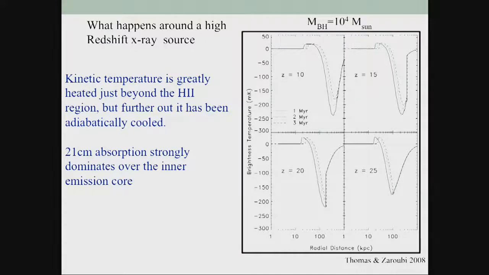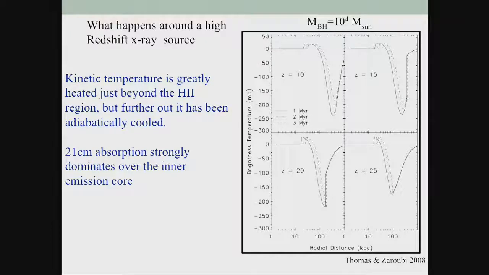Immediately after it, the heating is very efficient, so the intergalactic medium gets heated above the CMB, right? And therefore you get this positive dip. But far away, where baryons are still cooling, they are colder than the CMB.